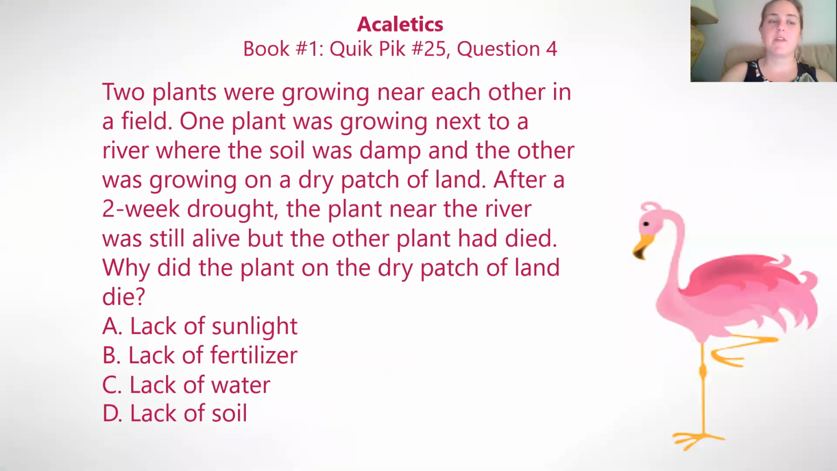Okay, next question. 2 plants were growing near each other in a field. One plant was growing next to a river where the soil was damp, and the other was growing on a dry patch of land. After a 2-week drought, the plant near the river was still alive, but the other plant had died. Why did the plant on the dry patch of land die? A, lack of sunlight. B, lack of fertilizer. C, lack of water. D, lack of soil.